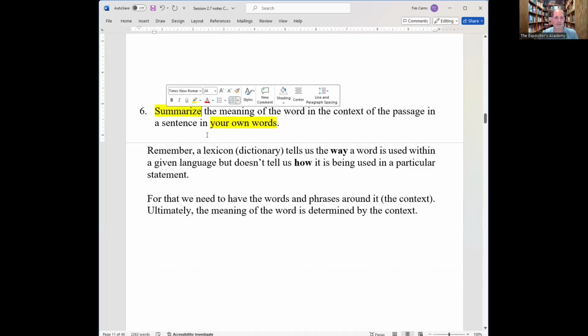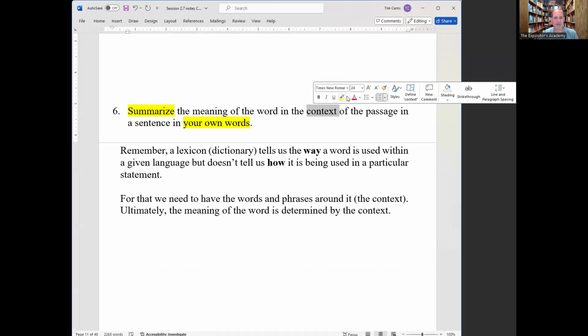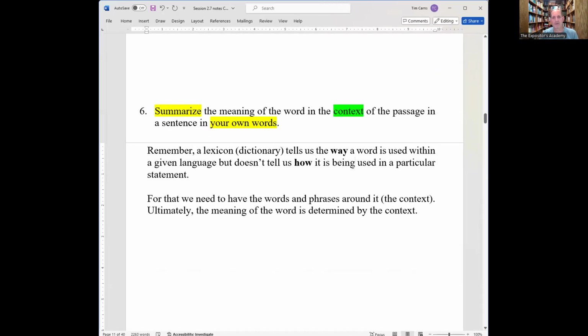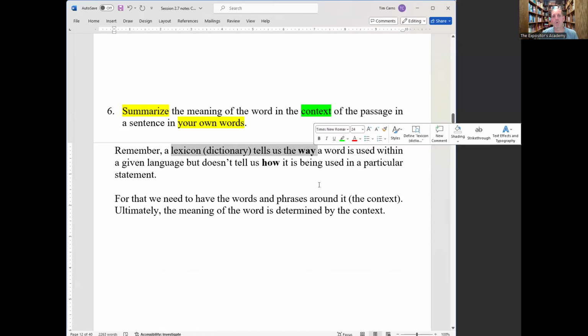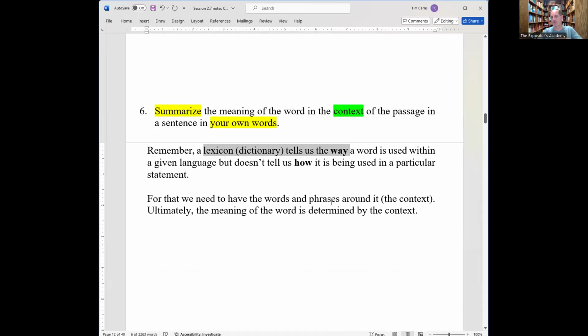Again, remember, context here is key. How is the word being used in the passage you're studying? Because a lexicon just tells us the way a word is used. It'll give us the three or four or six different ways a word is used in a particular language, but it doesn't tell us how that word is being used in your passage. You may look up a word and it'll have five definitions, five ways the word is used, like the word sick.